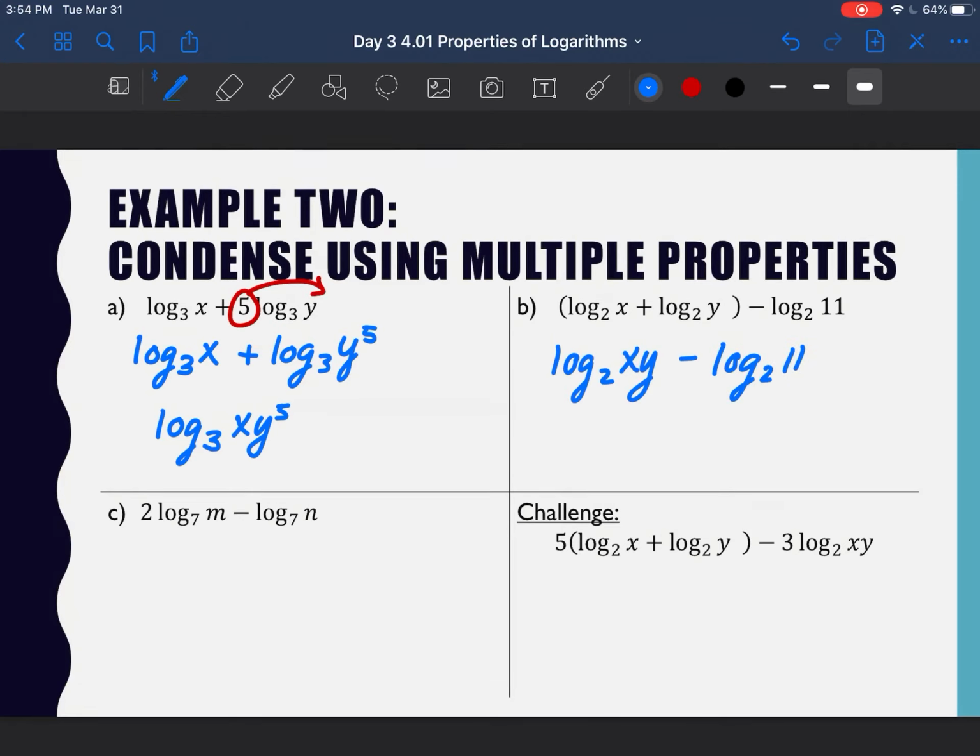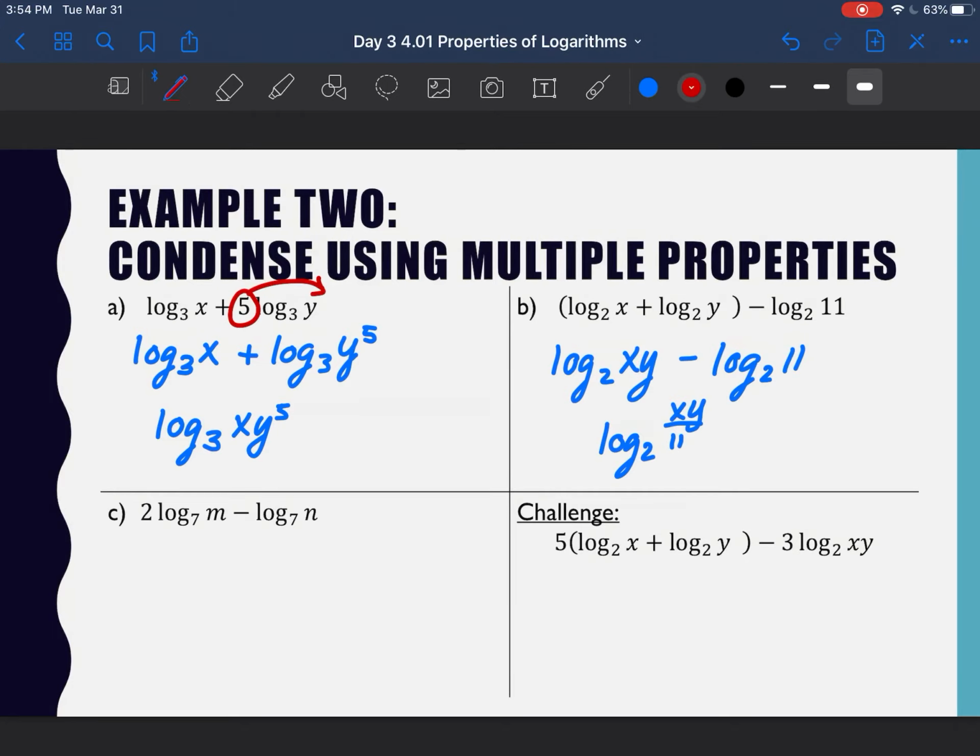And then now this is subtraction. So subtraction you combine using division. So condense them into one logarithm, and it's going to be xy being divided by 11. And that's your final answer as far as condensing it goes. Now obviously these have variables, so that's why we can't simplify it any further.